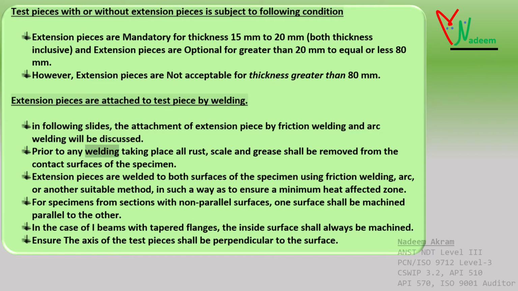Prior to any welding taking place, all rust, scale and grease shall be removed from the contact surfaces of the specimen. Extension pieces are welded to both surfaces of the specimen using friction welding, arc, or another suitable method, in such a way as to ensure a minimum heat-affected zone. For specimens from sections with non-parallel surfaces, one surface shall be machined parallel to the other. In the case of I-beams with tapered flanges, the inside surface shall always be machined. Ensure the axis of the test pieces is perpendicular to the surface.